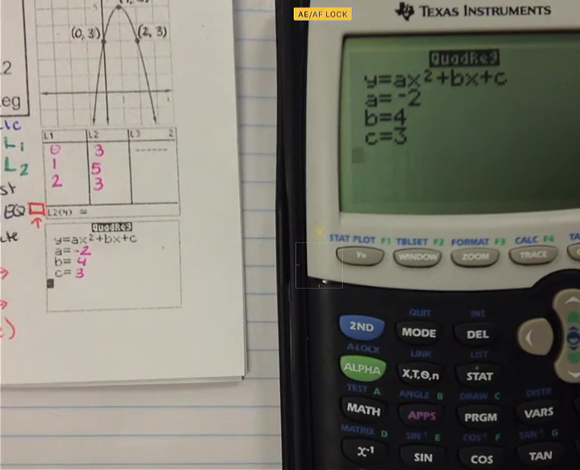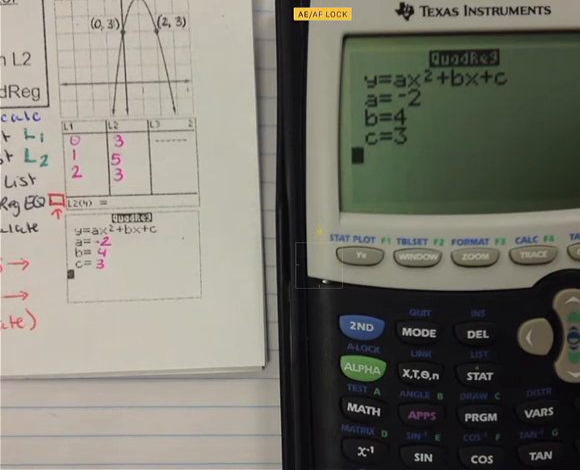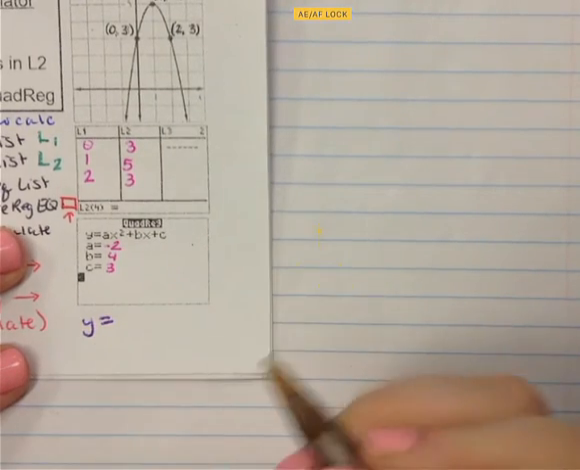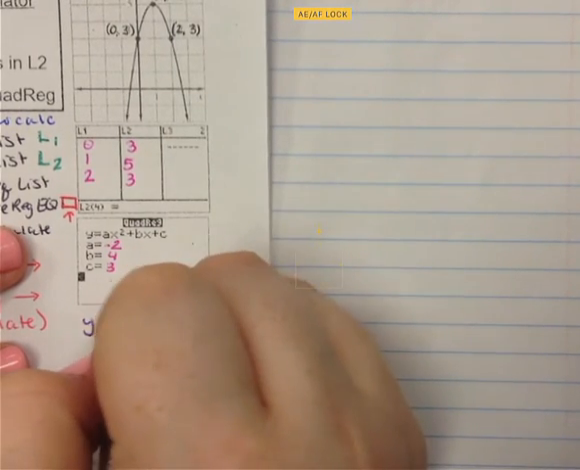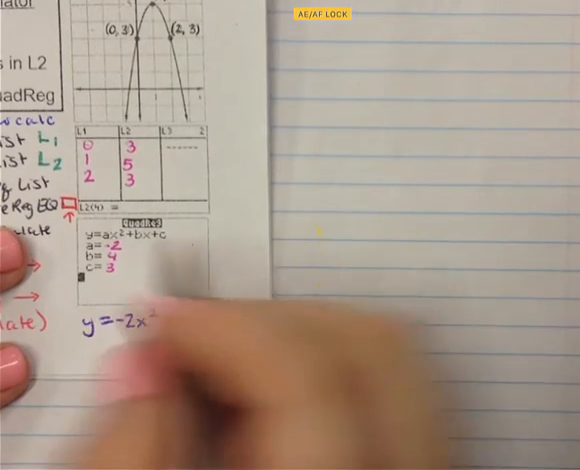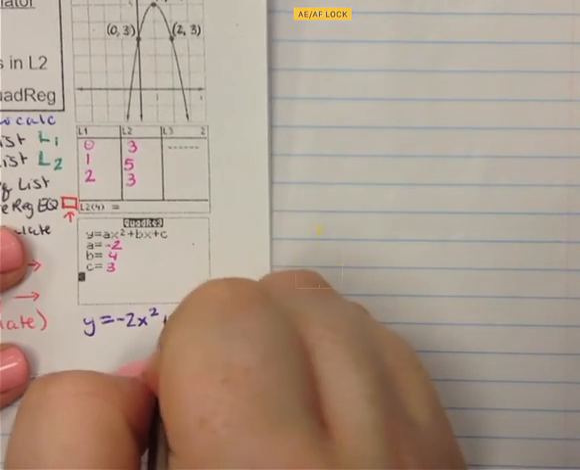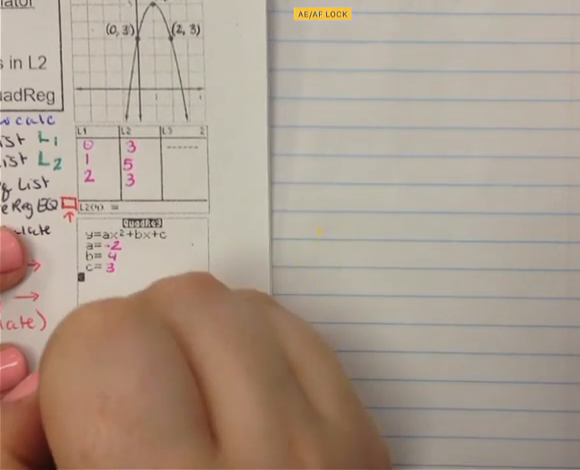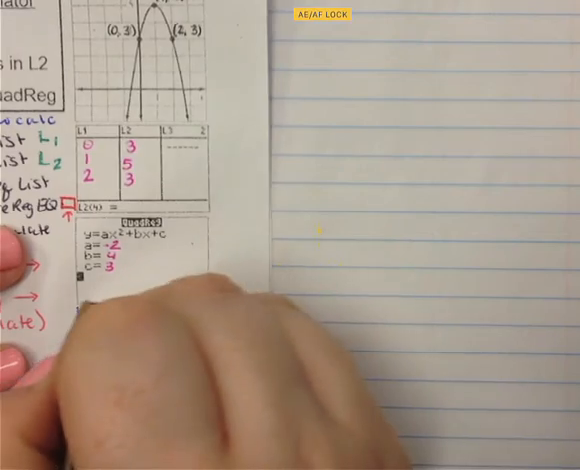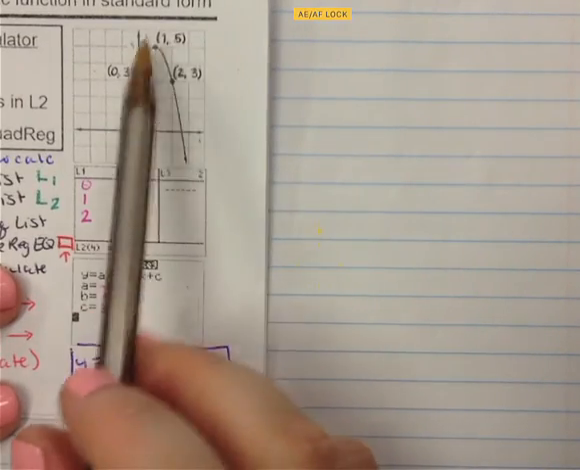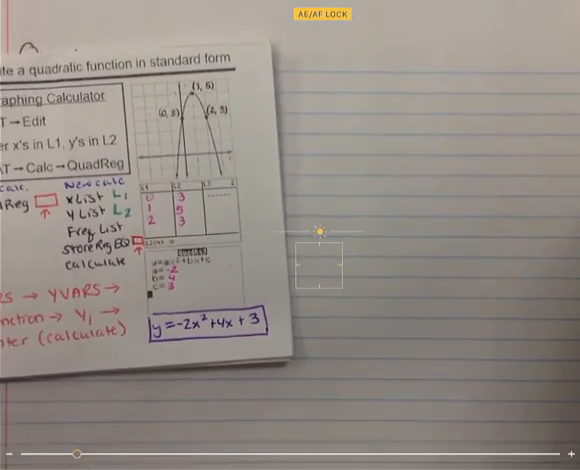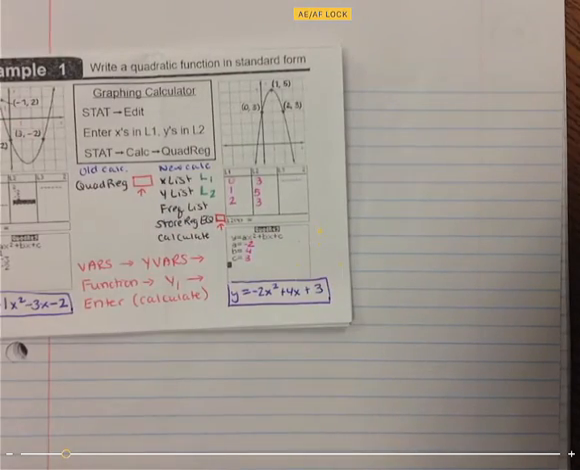So now that we have our A, B, and C, we can write our actual equation. So our equation is y equals, it's ax squared, so it's negative 2x squared, plus bx, so it's going to be a positive 4, so plus 4x, and then plus c, which is a positive 3, so it's plus 3. This is our equation. This is the equation of best fit for this parabola, and this actually is the equation of the parabola. Now what I want to explain is why we do this y-vars.